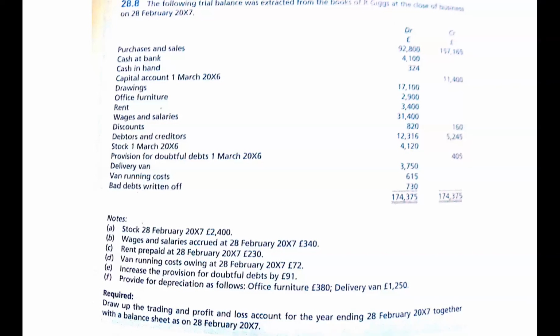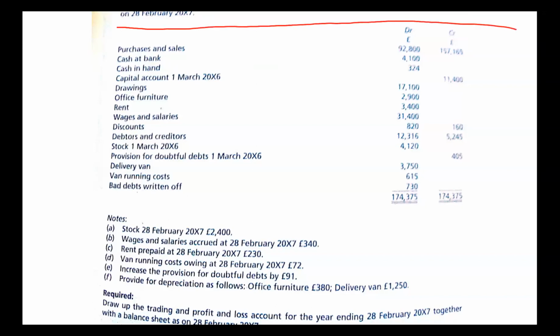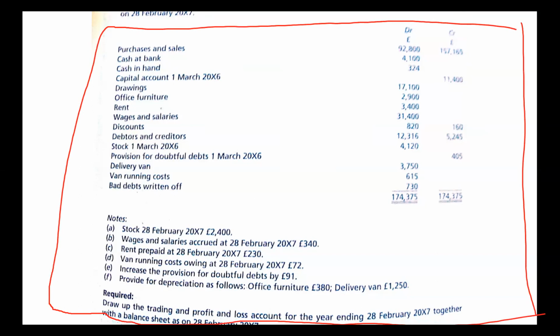All right, so this is our question that we have. We are provided with a trial balance, and it has got these details. This is our trial balance. And afterwards, we have got some additional information on the same trial balance, so I have this additional information that we'll have to factor in.